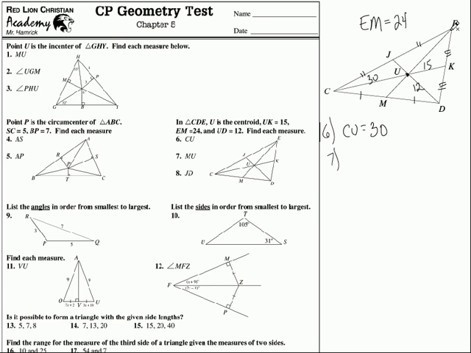If I know the whole entire thing, EM, which I know is 24, UM, or MU, is 1/3 of the whole entire line segment. So how do I do 1/3? Well, it's just dividing by 3. So 24 divided by 3 is 8. So MU is 8. I'll write it right here. MU is 8. All right, let's take a look at number 8.